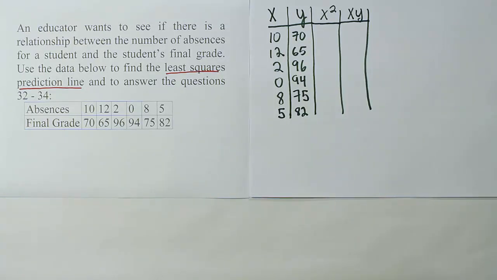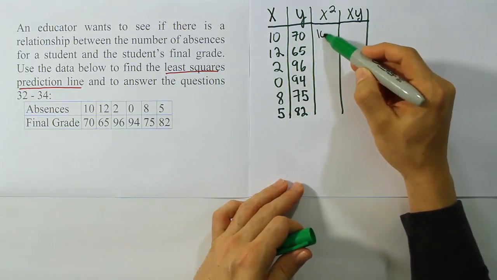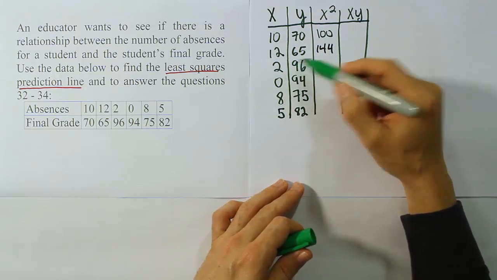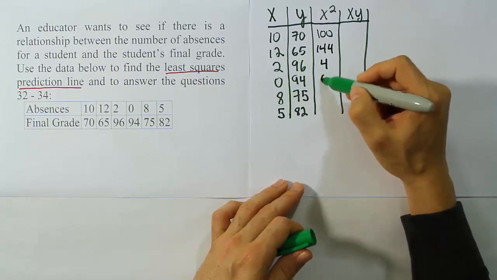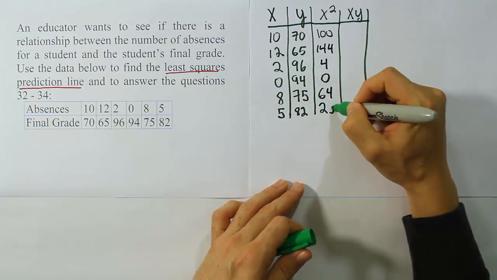All right, so x squared is easy. We can do that without the help of a calculator for sure. 10 squared is 100. 12 squared is 144. We see 2 squared is 4. 0 squared is 0. 8 squared is 64. And 5 squared is 25.